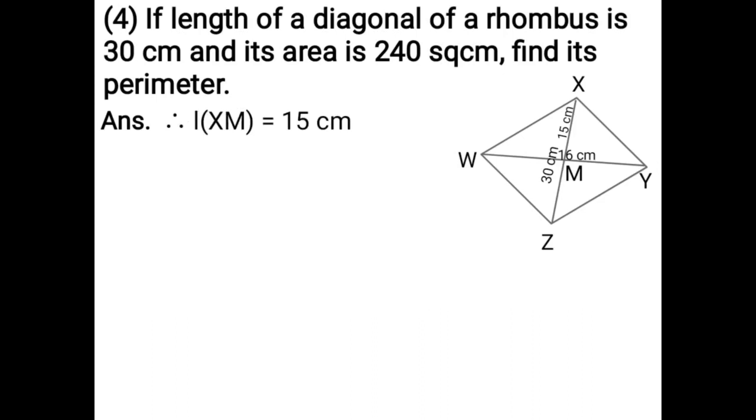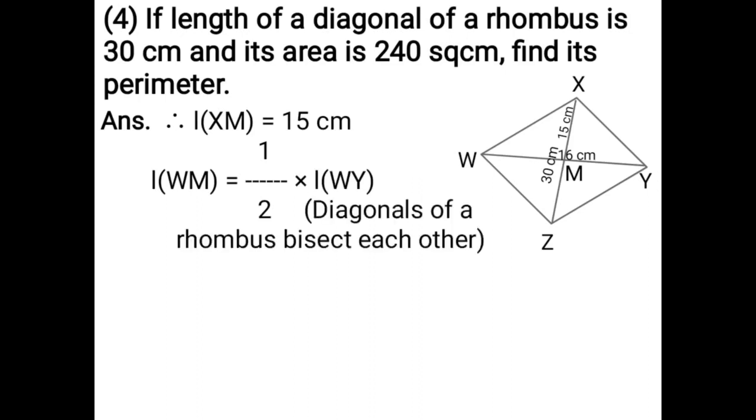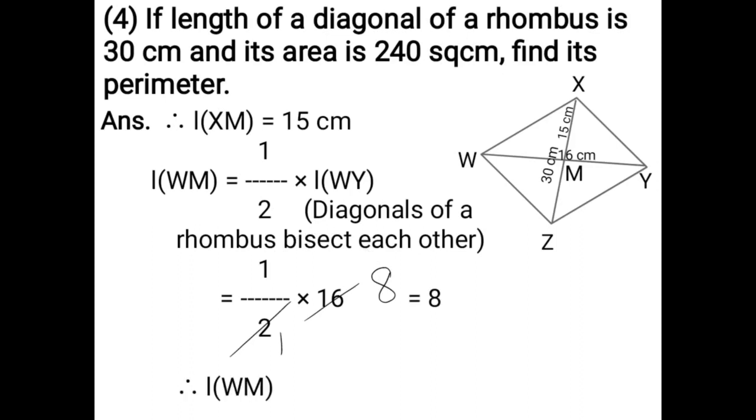Now you have to find other half of the length of the diagonal WY. That is length of WM is equal to half of diagonal WY. In bracket you have to write the reason: diagonals of a rhombus bisect each other. That is equal to half of length of WY you got 16 cm. Now you have to do two table cancellation. 2 ones are 2, 8 twos are 16. 8 ones are 8. Therefore, length of WM is equal to 8 cm.